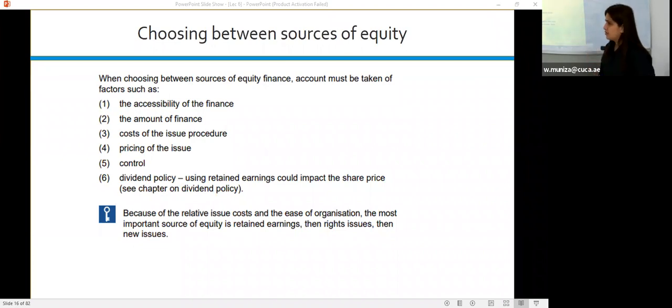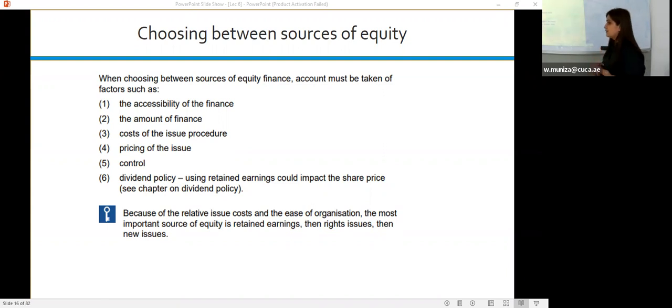Cost of the issue procedure. In the case of retained earnings, the least cost is involved, higher than debt financing, but lesser than the rights issue and new external share issues. In the case of a rights issue, the cost is higher, and in the case of an external share issue, it is the highest. The pricing of the issue.